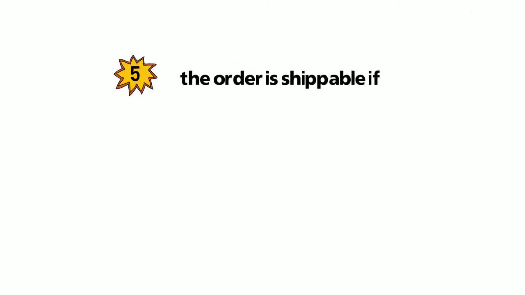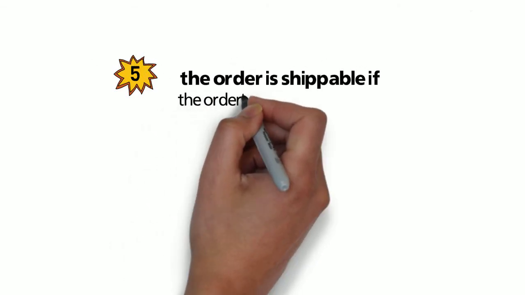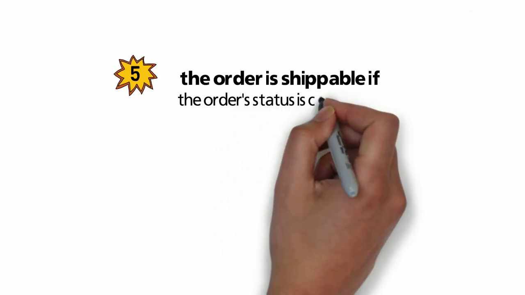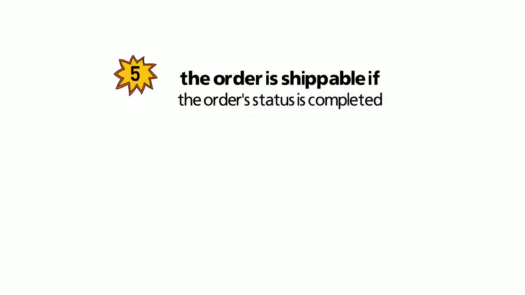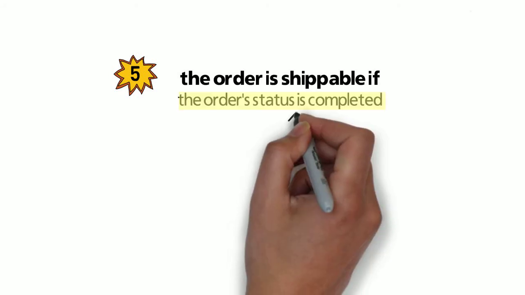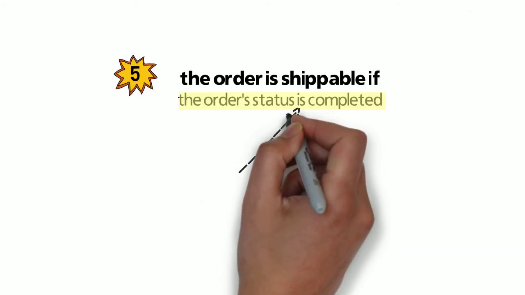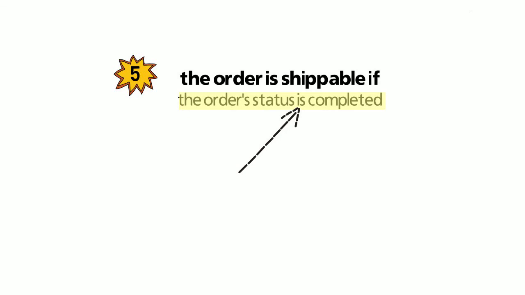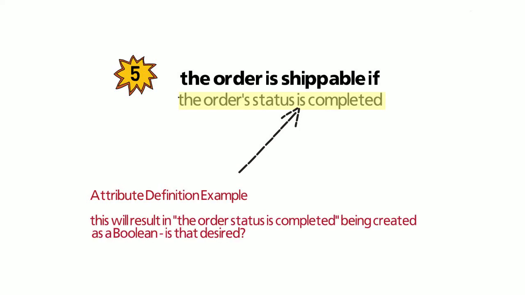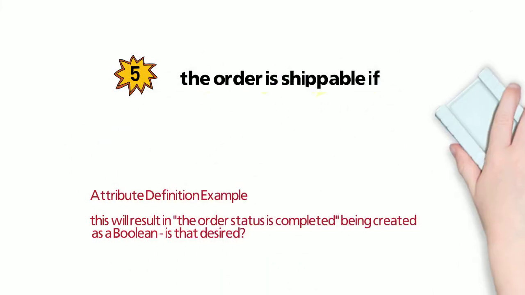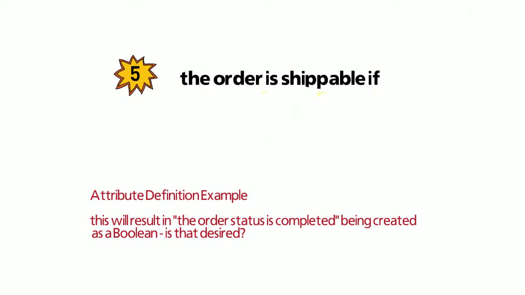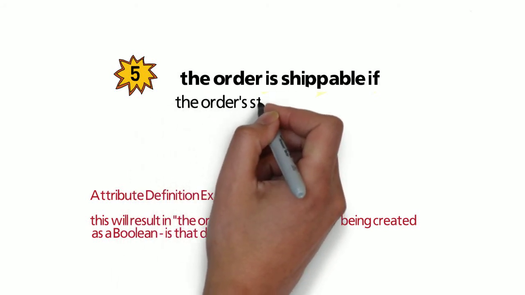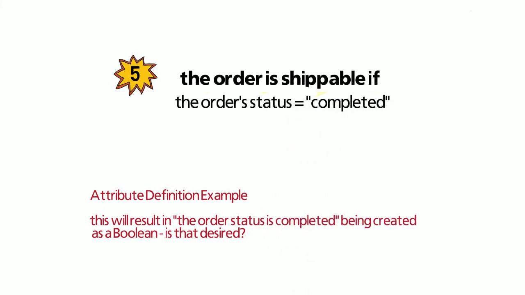Finally, and this is one of the most common traps during our first day of training, when writing rules, always consider the nature, the type of the attributes you are using. In this example, the order's status is completed. At first glance, it appears to be perfectly acceptable. It will, however, result in it being used as a Boolean. The order status is either completed or is not completed. The word is, being a verb, that is how it will be interpreted.